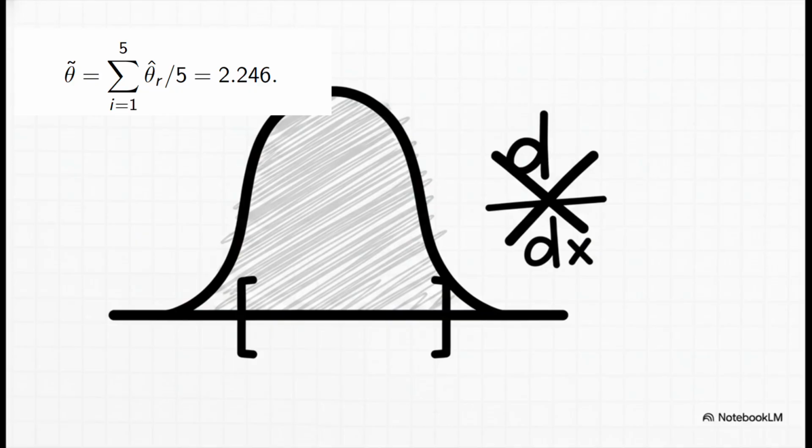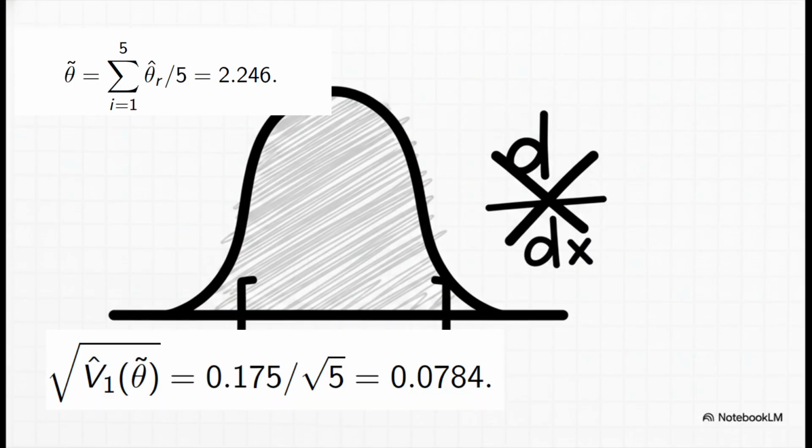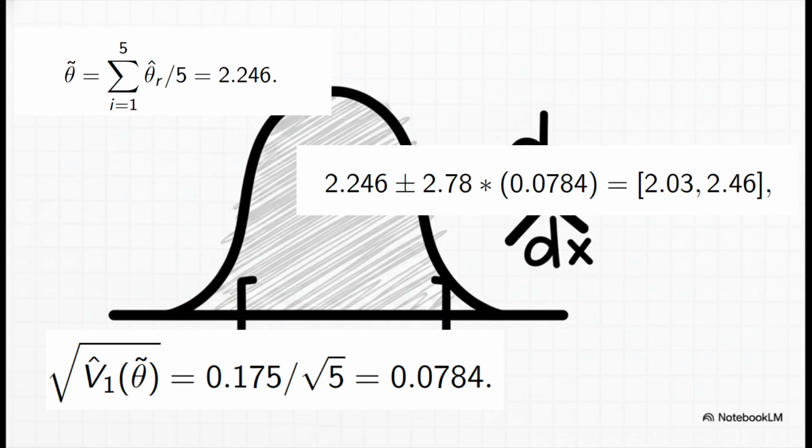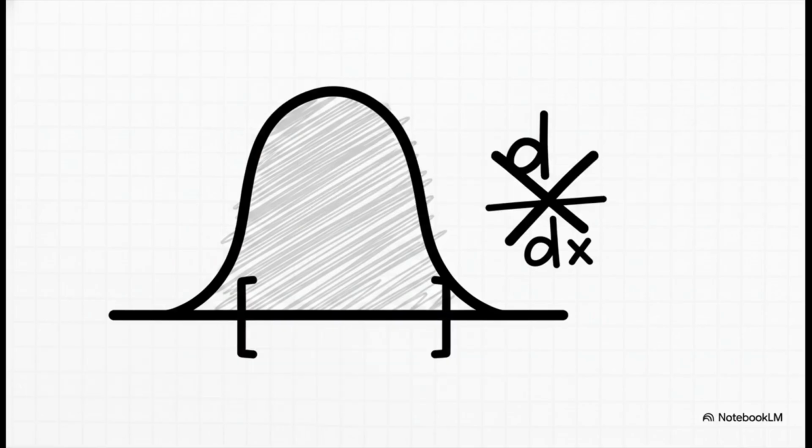So we calculate our parameter estimate, which we'll call theta tilde, simply by taking the average of those 5 replicate estimates. That gives us 2.246. Then, to get the standard error, we just calculate the sample standard deviation of those 5 numbers and divide by the square root of 5. Boom! We have a concrete standard error of 0.0784. From there, putting together a 95% confidence interval is an absolute breeze. We use a t-critical value of 2.78 for 4 degrees of freedom, and we establish that our confidence interval for the tuition ratio is between 2.03 and 2.46. Look at that. We successfully estimated variance for a complex ratio, and we didn't have to take a single derivative.